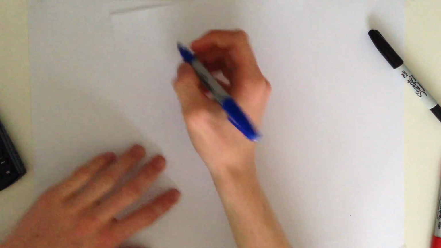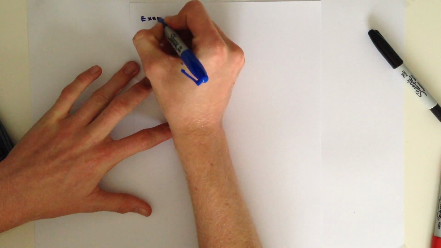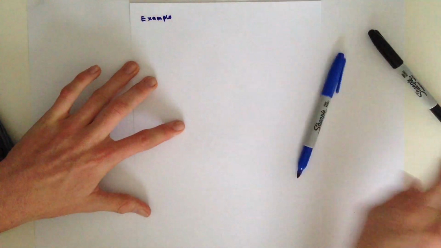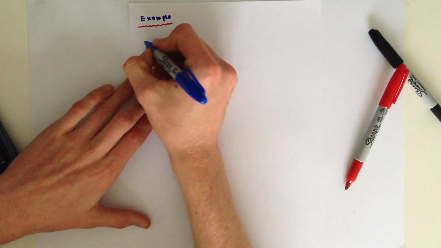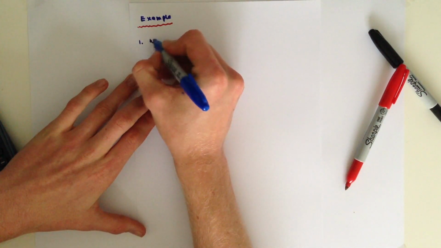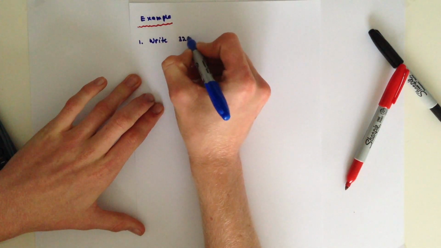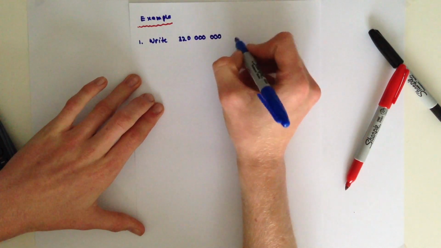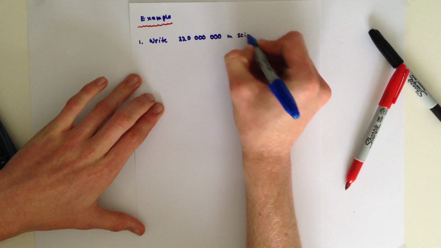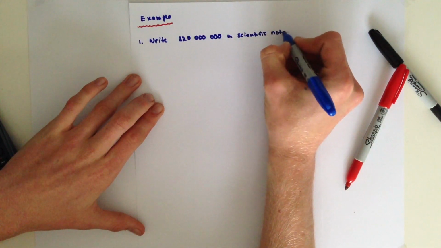Let me just write examples, and I'll explain what we do. Example 1 is: write 320 million in scientific notation.